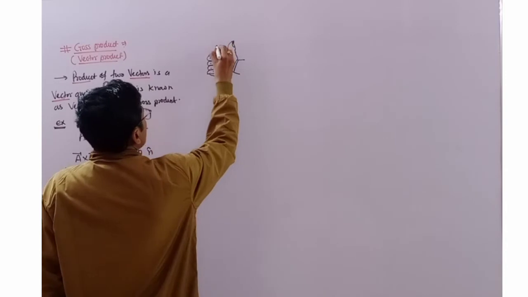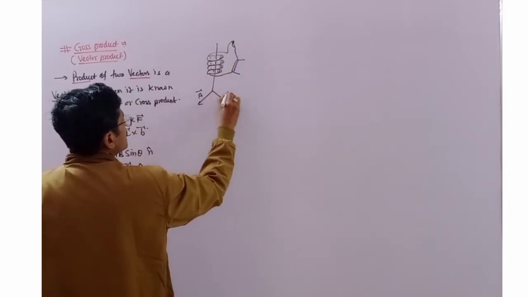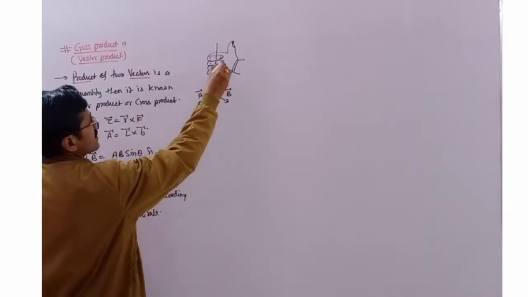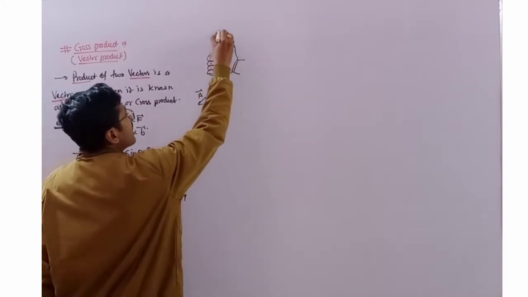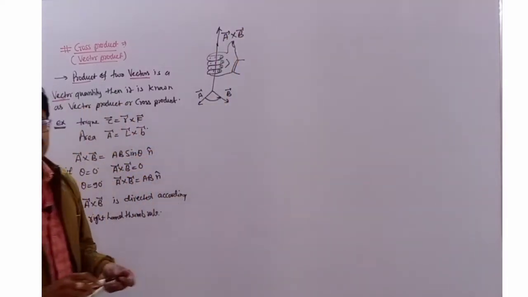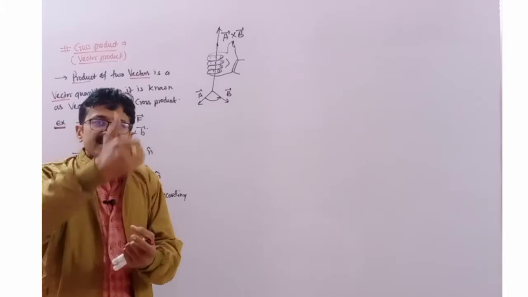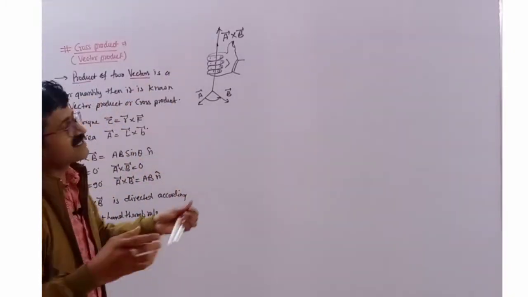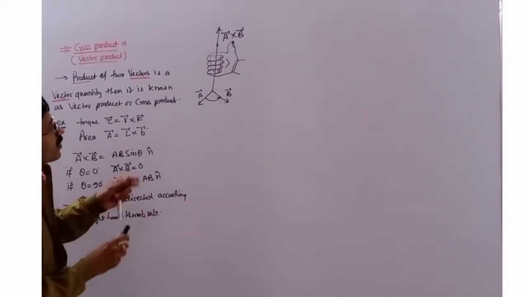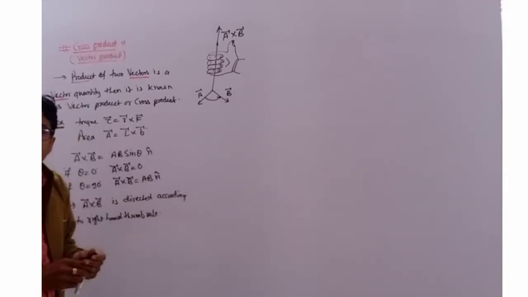So here, if the fingers show A to B, this is A vector, this is B vector. These are bent according to A to B. Then the stretched thumb will show A vector cross B vector. If the fingers of the right hand are folded from A to B, then the thumb will show A cross B. This is the direction of A cross B. So, this is the right hand thumb rule for the direction of A cross B.